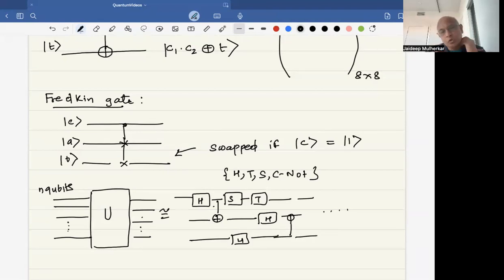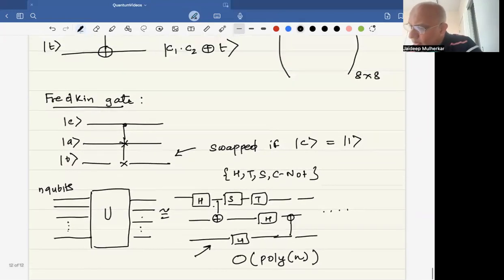Right. So let me just define. The other thing is that we want to make this as efficient as possible, which means that ideally we want the number of gates that we use over here to be some polynomial in n, where n is the number of input qubits, right? Because if they are exponential, then of course it's not a very efficient quantum circuit. So let's define universality in that sense.